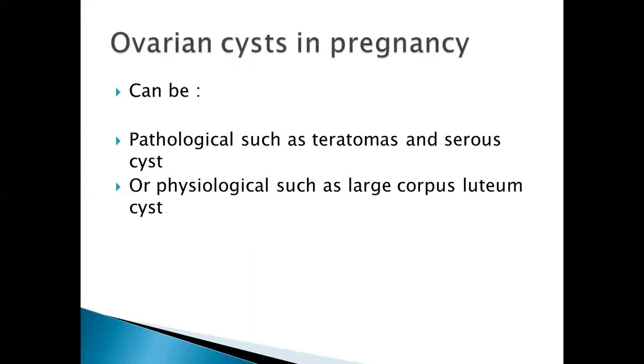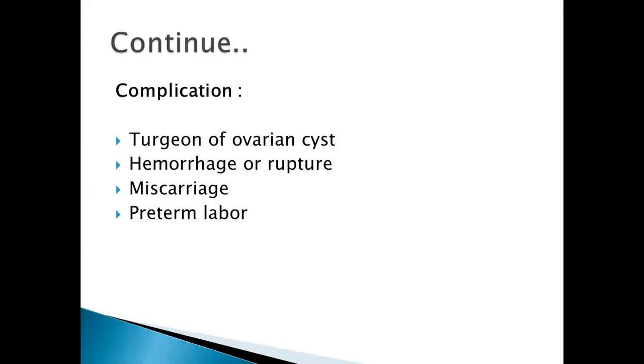Ovarian cyst in pregnancy. Ovarian cysts can be pathological such as benign teratomas and serous cystadenomas, or they can be physiological such as a large corpus luteum cyst. Complications of the ovarian cyst include torsion of the ovarian cyst, hemorrhage or rupture of the ovarian cyst, miscarriage, and preterm labor. If there is torsion of the ovarian cyst, the patient may present with acute abdominal pain and may need emergency laparotomy.